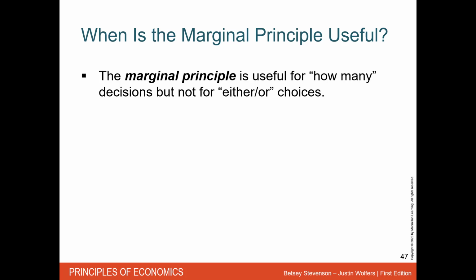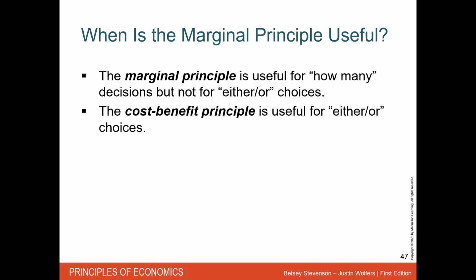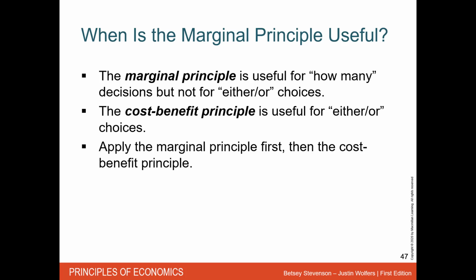If the choice is an either-or question such as, should I get an MBA or not, or should I get takeout food or cook at home, the cost-benefit principle should be used. You can also combine the two. Apply the marginal principle first and then the cost-benefit principle.